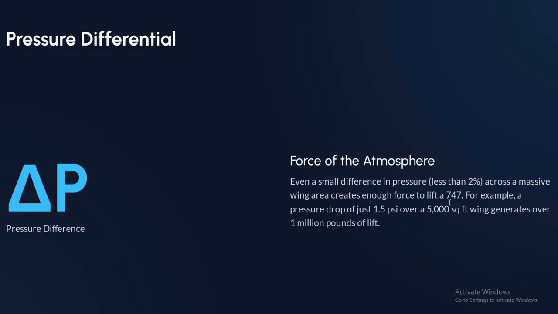But for example, a pressure drop of even 1.5 psi over a 5,000 square foot wing generates over 1 million pounds of lift.